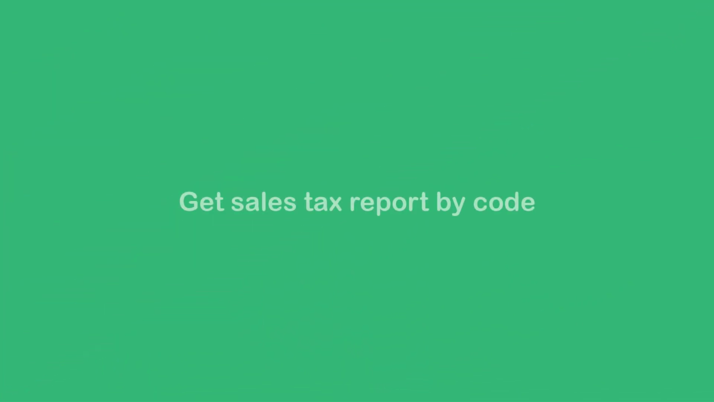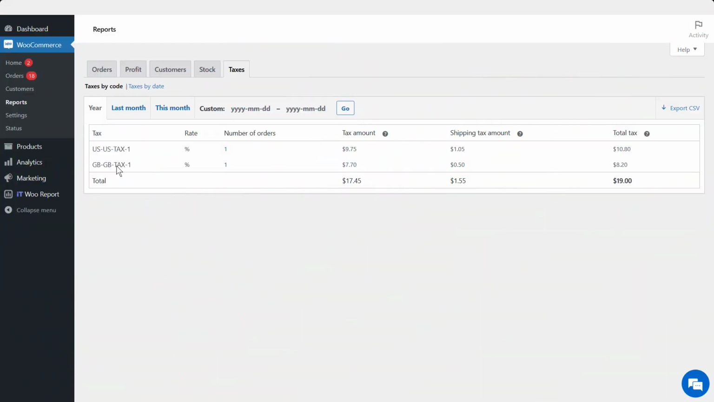Get sales tax report by code. When adding a new tax rate to WooCommerce, a unique ID or tax code is assigned, so this tax code is used for generating this report. As you can see, the tax code is displayed in the first column of the report, and the other information is listed in other columns.